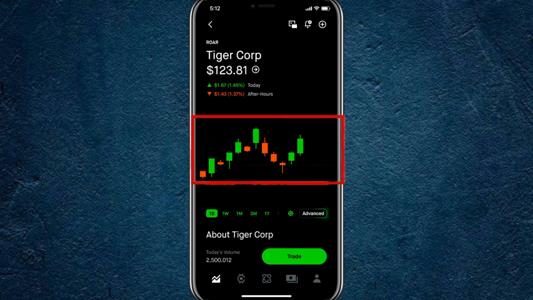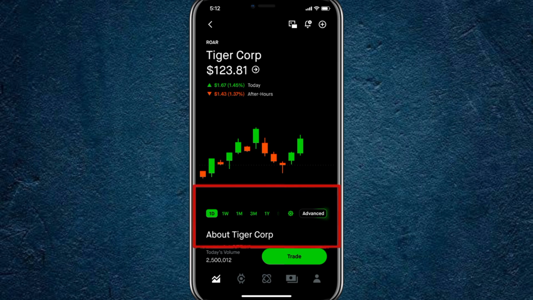The main candlestick chart is at the center, and you'll see supporting details like the volume bars near the bottom. Let's break down what you're looking at with candlesticks. Each candle represents price movement over a chosen time period. The color tells you direction. Green means the price closed higher than it opened, while red means it closed lower.